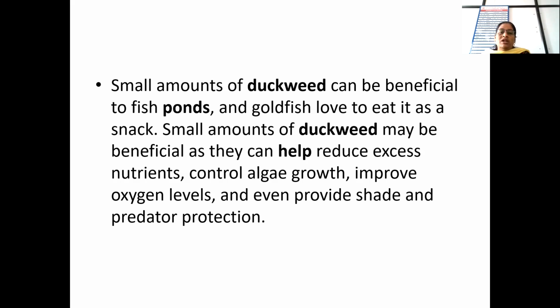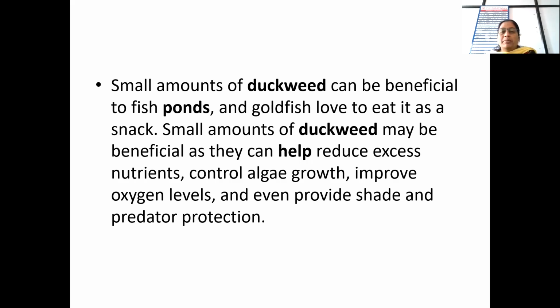टेक्नॉलॉजी. Small amounts of duckweed can be beneficial to fish ponds, and goldfish love to eat it as a snack. Goldfish take it as food. Okay, small amounts of duckweed may be beneficial as they can help to reduce excess nutrients, control algae growth, improve oxygen level, and even provide shade and predator protection.